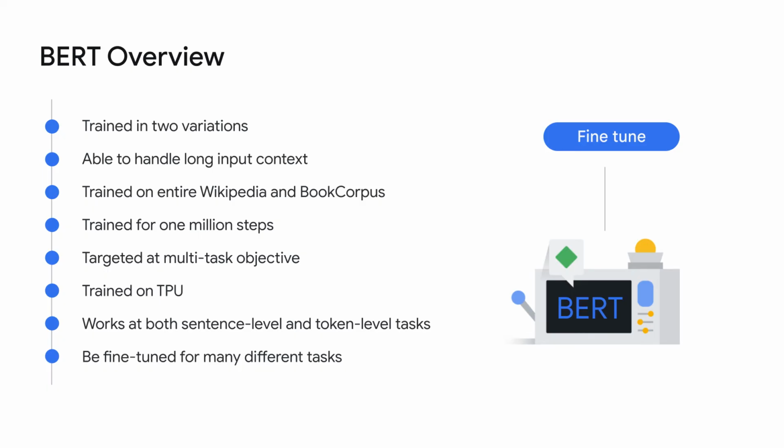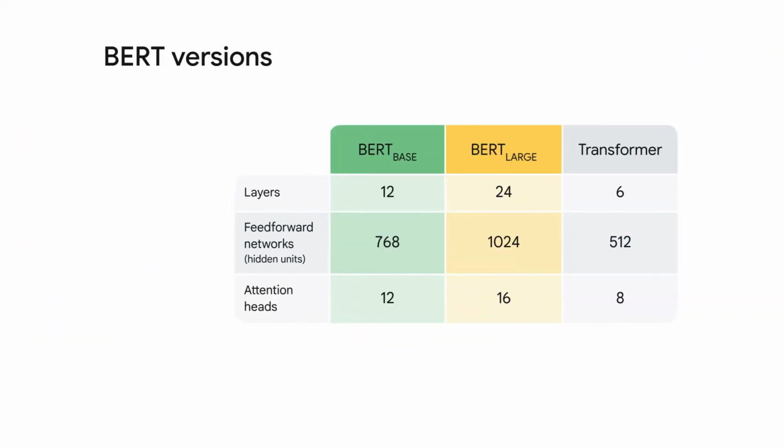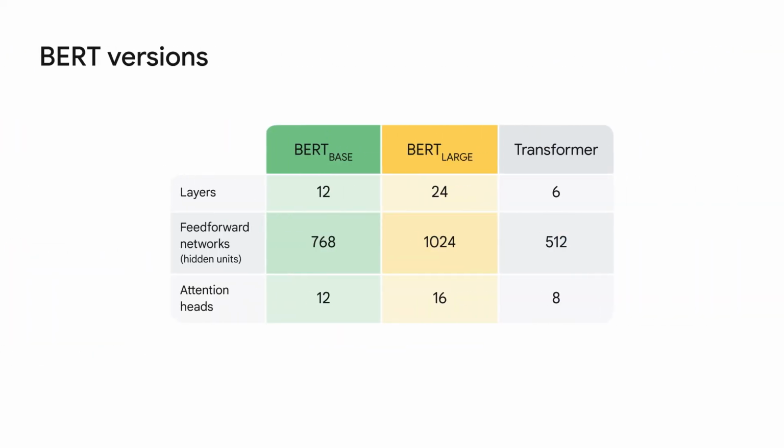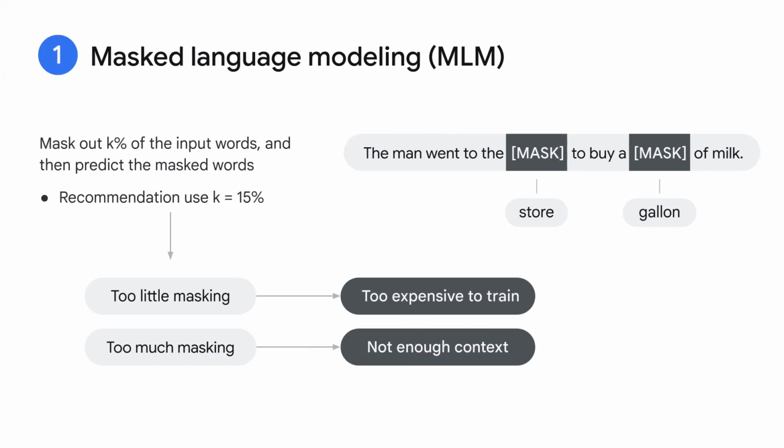Because of the kind of tasks it was trained on, it works at both a sentence level and at a token level. These are the 2 different versions of BERT that were originally released. One is BERT base, which had 12 layers, whereas BERT large had 24 layers, and compared to the original transformer, which had 6 layers.